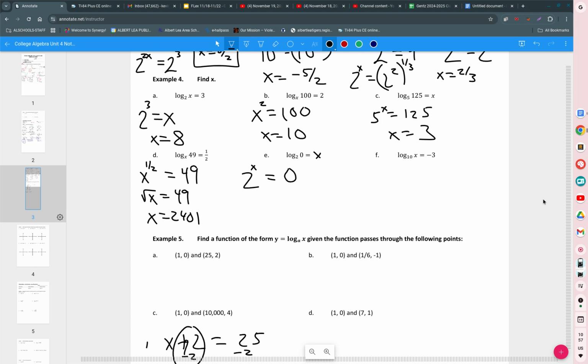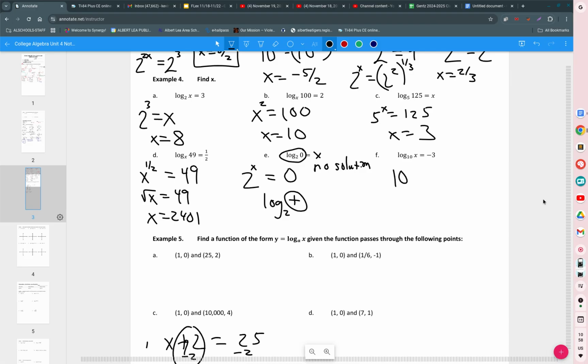Exactly. You cannot take any number to a power and come up with 0. And so you can never take the log of 0. In fact, the number that has to be there, log base anything like 2, it must be a positive number. There is no solution here. Okay.